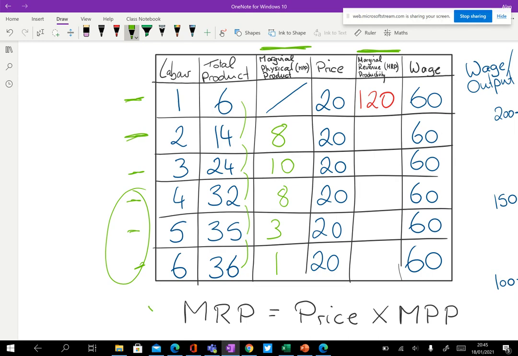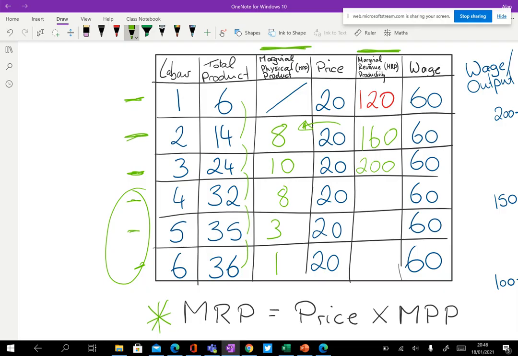So again, we have a little definition down here, or a little calculation of how to work it out. Marginal revenue productivity is price multiplied by MPP. So price multiplied by MPP. I've got that correct. Yeah. So here, 20 multiplied by 8 gives us 160. So this tells us that the next worker, number 2, has brought in 8 additional units at 20 euros a pop, which is 160 euros. Worker number 3 has brought in an additional 10 units at 20 euros a pop. So worker number 3 has actually brought in 200 euros worth of extra revenue.